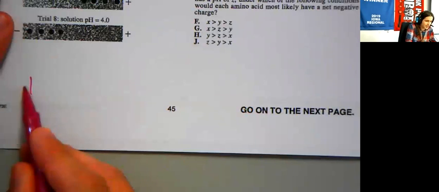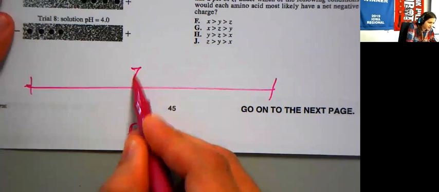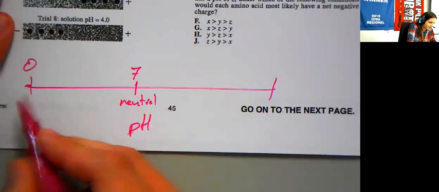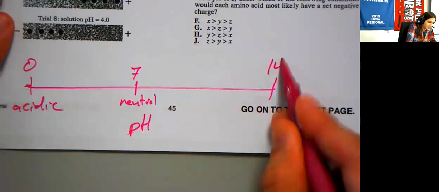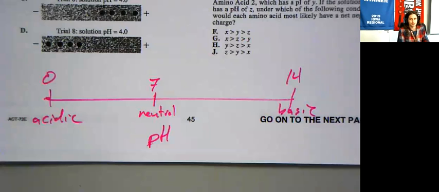A quick aside, if you don't know about the pH scale, in the middle is 7, that is neutral. Down low here is 0, that is acidic. Up here is 14, that is basic. And that's just about as much as you need to know regarding pH to be successful on the ACT.